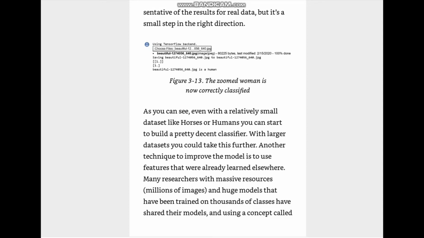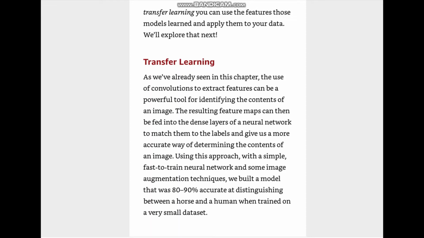Another technique to improve the model is to use features that were already learned elsewhere. So what he is saying is that we can also use models that are already trained and use them elsewhere, for our personal or different kind of data than they were trained on. Many researchers with massive resources, like millions of images and huge models that have been trained on thousands of classes, have shared their models, and using a concept called transfer learning, you can use the features those models learned and apply them to your data.